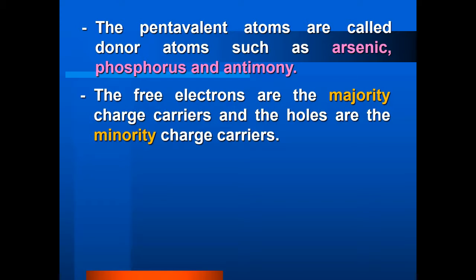So the pentavalent atoms are called donor atoms, for example arsenic, phosphorus, and antimony. The free electrons are the majority charge carrier and the holes are the minority charge carrier.